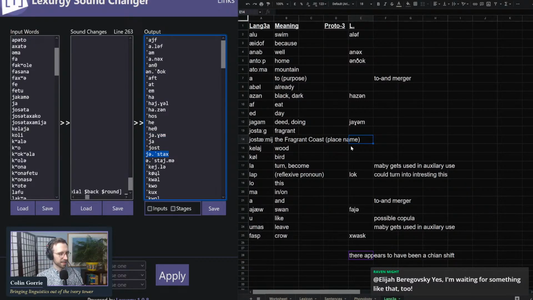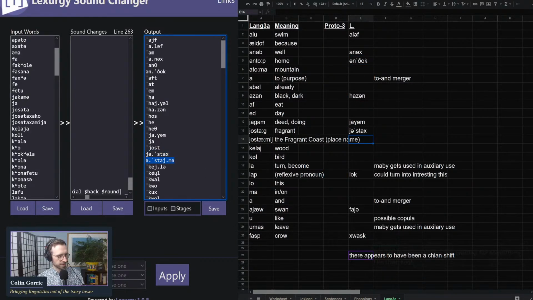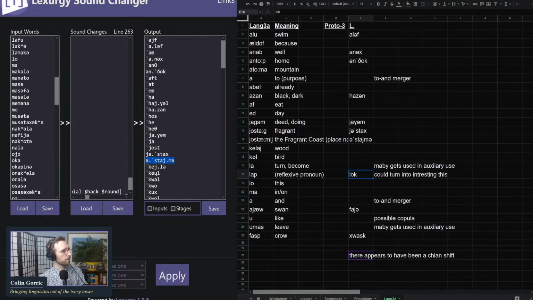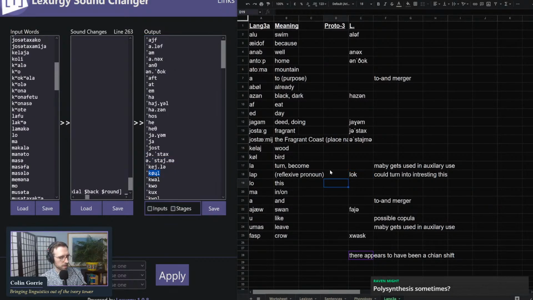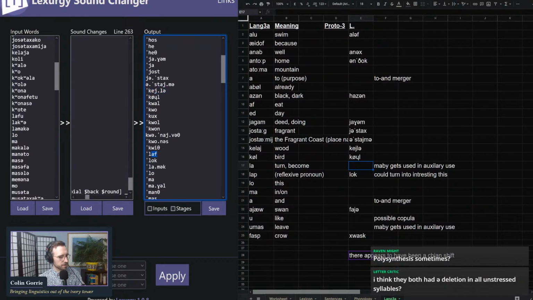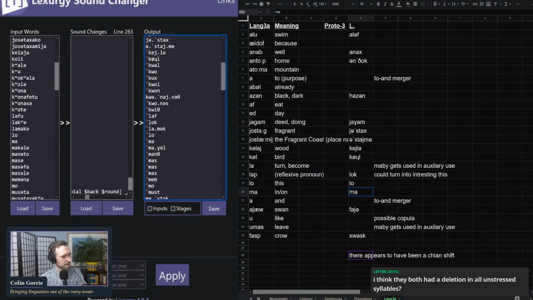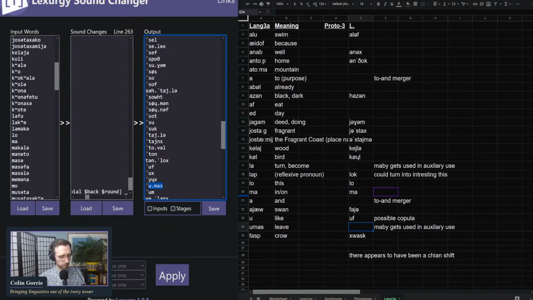What else do we have? Yestach. I think we should mark where there's not initial stress. We have Astaima. What else do we have? We have Curl, we have Keul. We have Kayla. What else do we have? Lo is lo. Ma is ma. U is oof. And umas is umas.